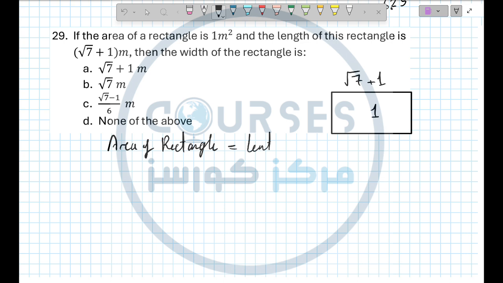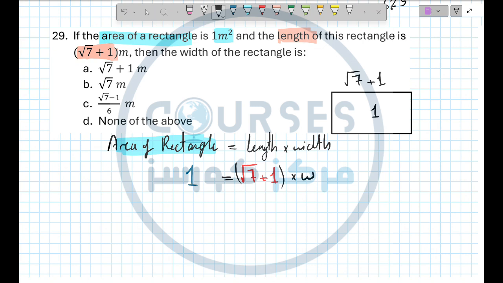the area of rectangle equals length times width. The area, we already have it, it's 1. He gave us the area, which is 1, equals the length. We have the length, square root 7 plus 1, times the width. We don't know the width, so let's just call it W.